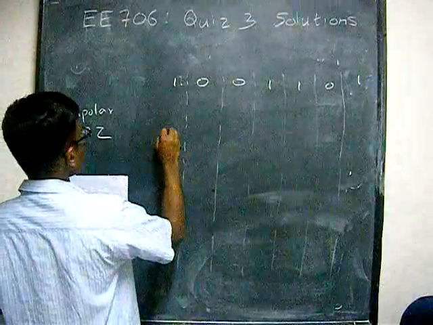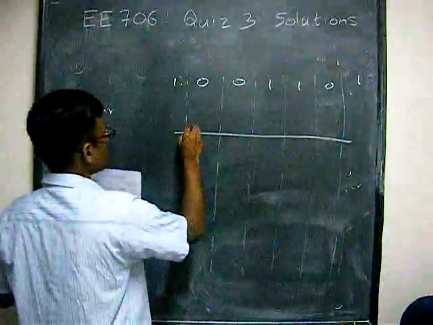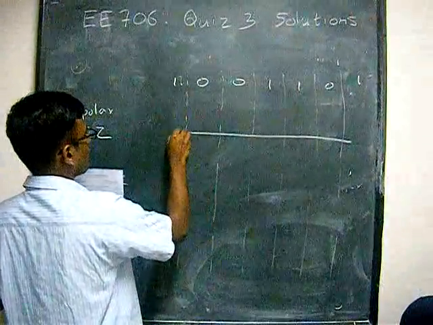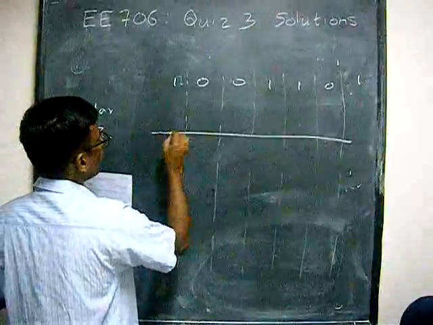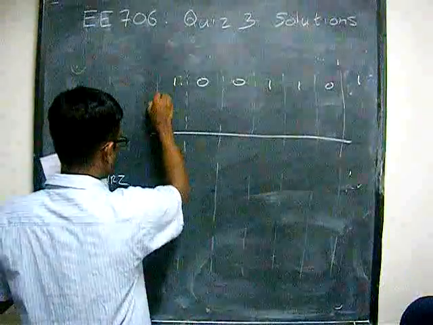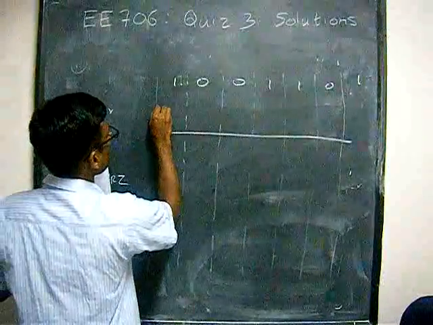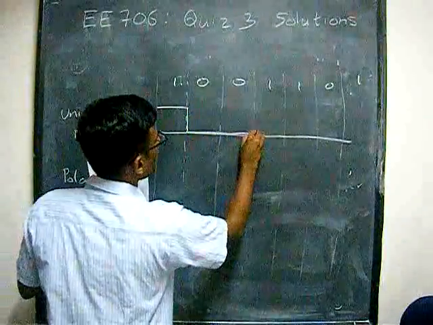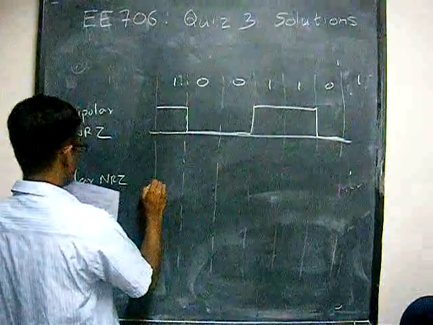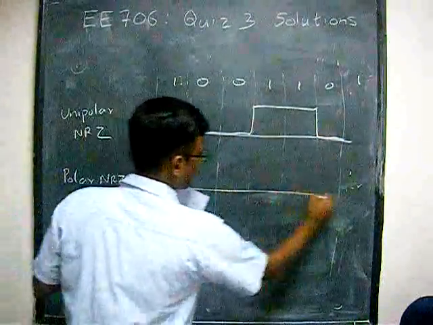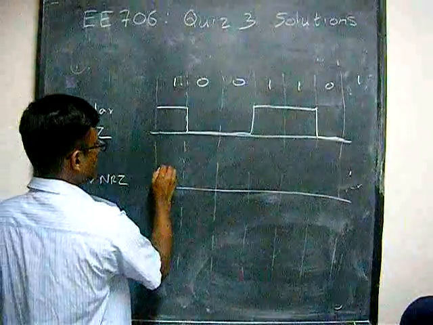For unipolar NRZ it is easy. Unipolar NRZ just represents 1 with a positive voltage and a 0 with a 0 voltage. So you have that. That was unipolar, and for polar NRZ, 1 is represented by a positive voltage and 0 is represented by a negative voltage. So you just do this.